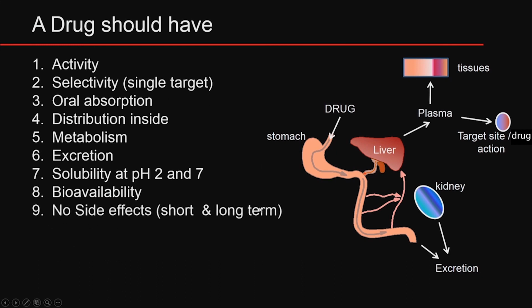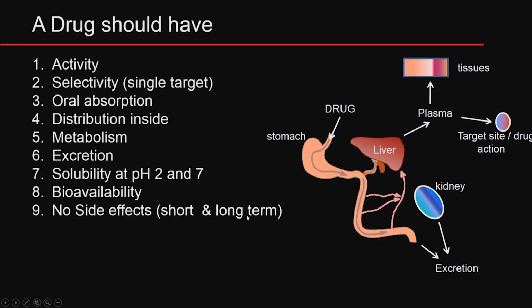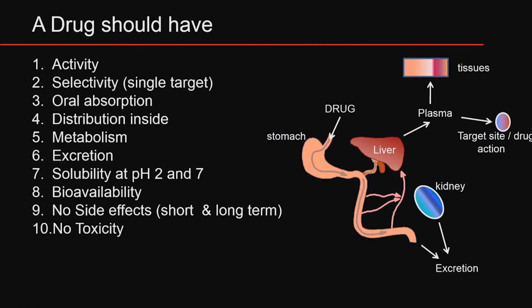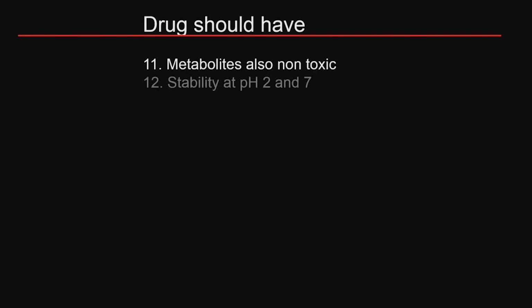Then no side effects, that means the drug should not have any side effects, short or long term. We do not want short term effects, that means within a few months maybe vomiting or increase in blood pressure, or long term it should not give cardiovascular problems or some other side effects. Then no toxicity, of course. There are 10 points which we saw and it is not complete, you are going to see some more of them. Metabolites also should not be toxic, because the drug may not be toxic, but it degrades into smaller molecules which may be toxic.